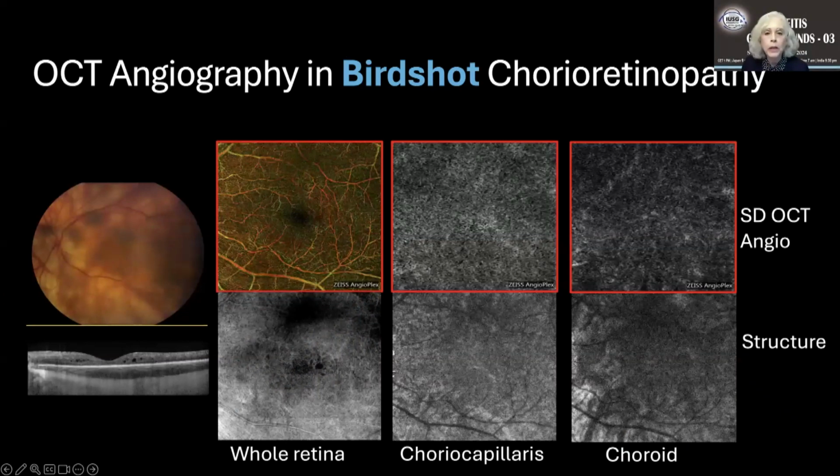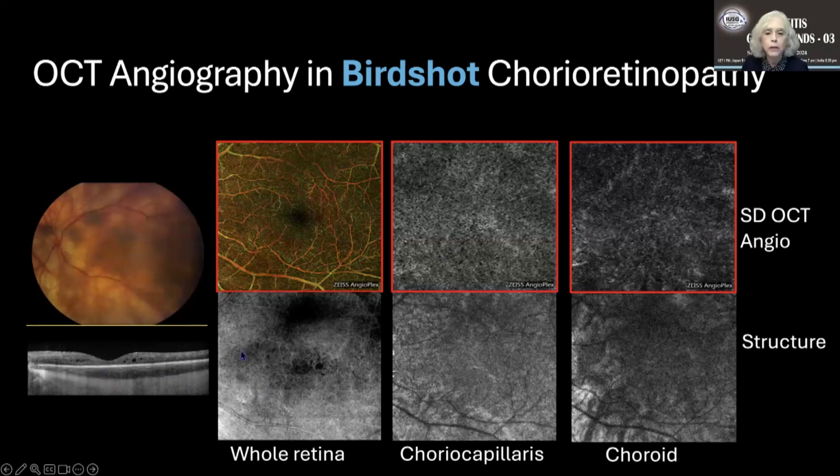Here's another way to look at the histopathology, which is OCT angiography. Please note that the whole retinal scan of the vessels here looks impaired. That is shown on the structural scan as well. There is a low-lying macular edema, and a very chronic appearing eye.